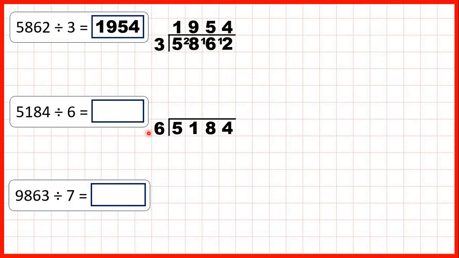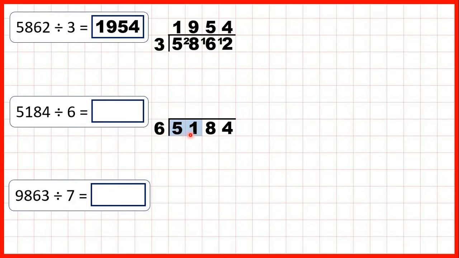5,184 divided by 6. We can set the question out in the same way, but now if we look at our first digit, we have 5 divided by 6. But 5 is less than 6. So what we can do here is either write 0 up here and then write a remainder of 5 in front of the next digit, or what I like to do when the first digit is less than the divisor is to take the first 2 digits together and divide 51 by 6.